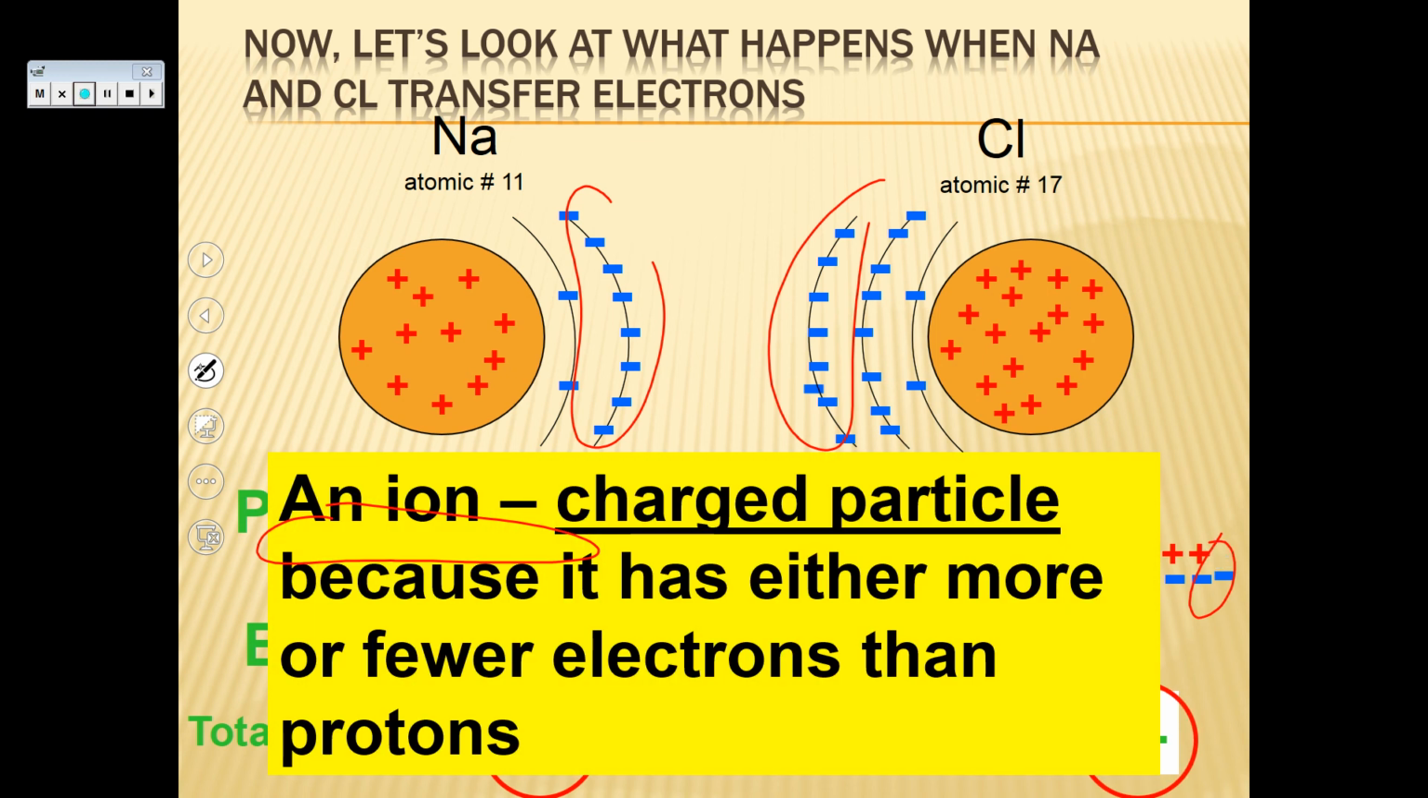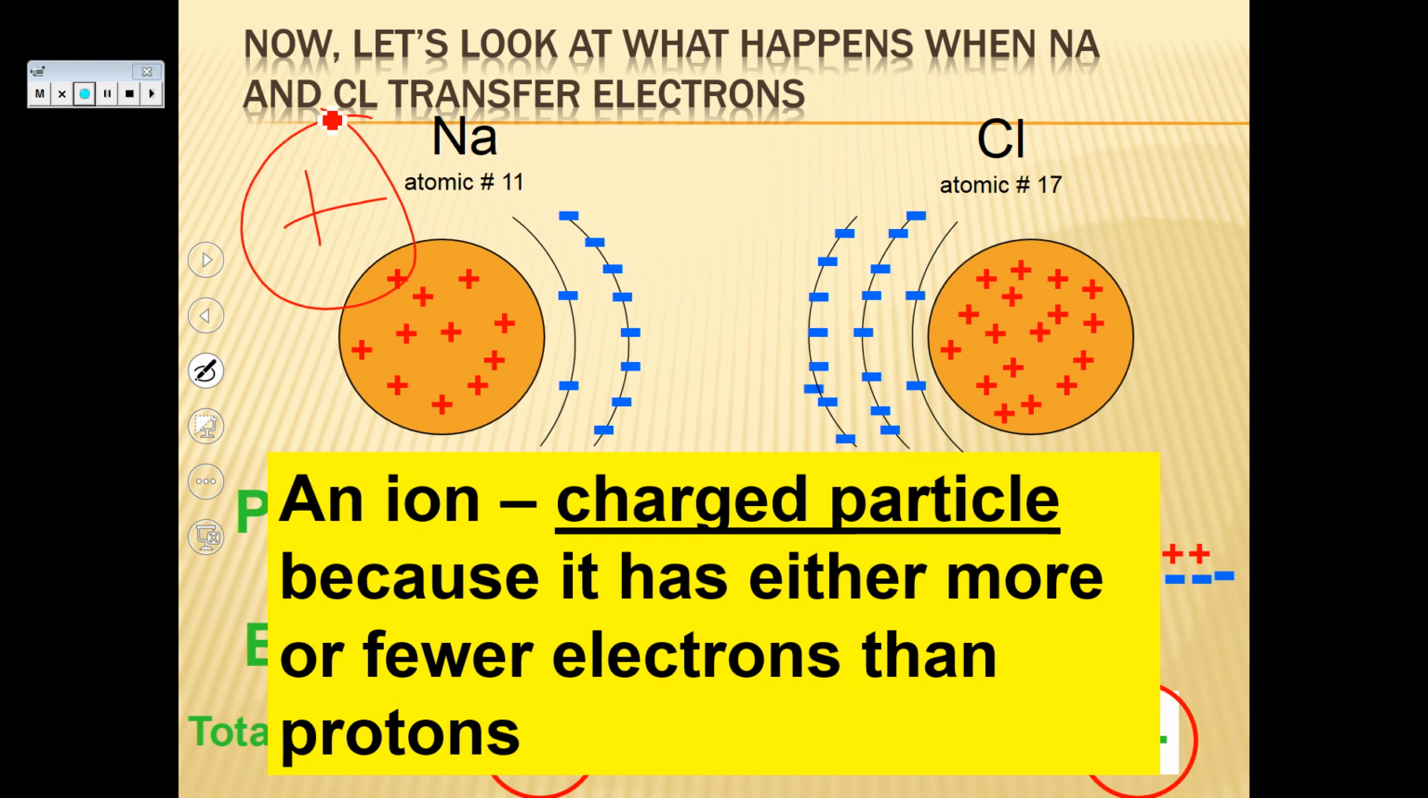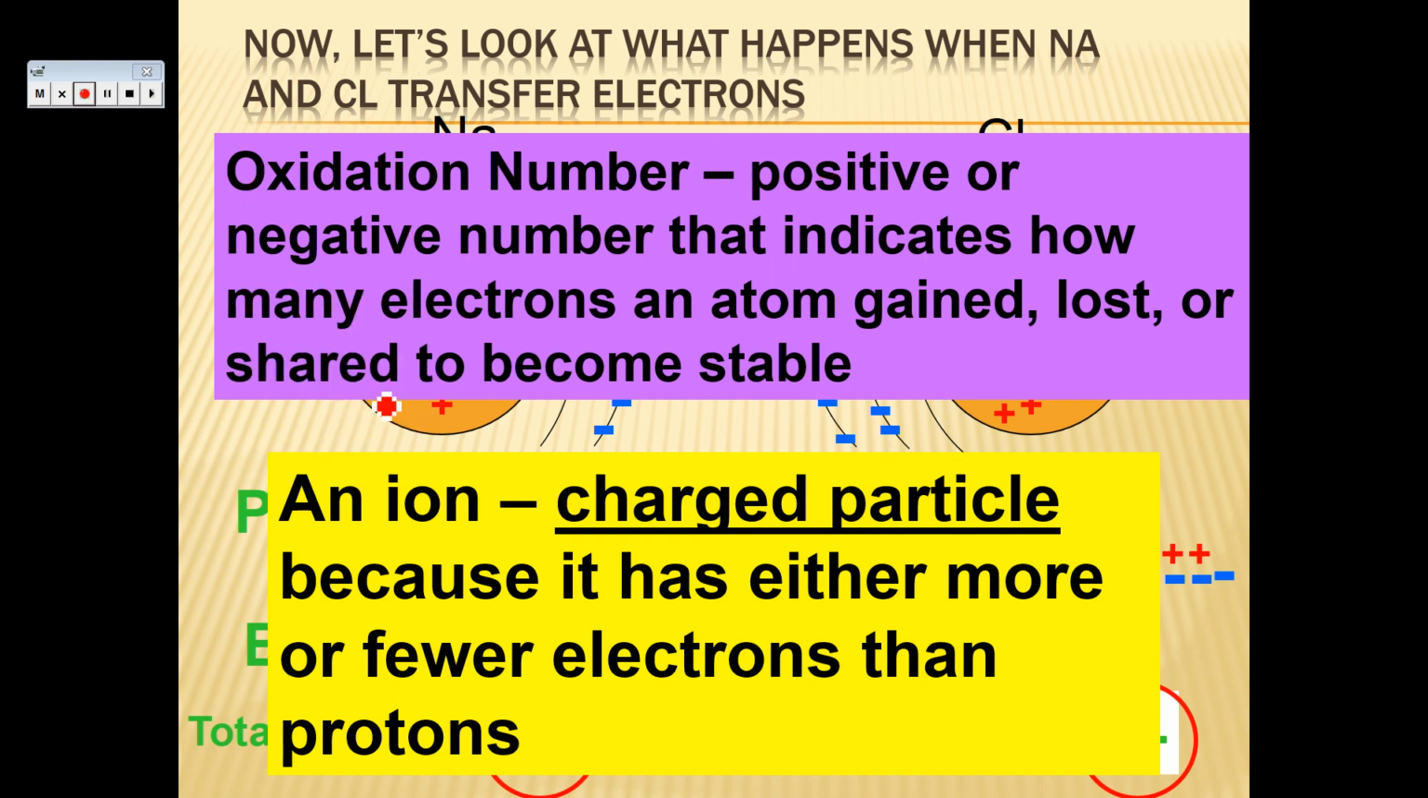An ion is a charged particle because it has either more or fewer electrons than protons. The metals are going to become positive ions because they are always going to lose their electron. Nonmetals are always going to become negative ions because they always gain an electron. The oxidation number is the positive or negative number that indicates how many electrons an atom gained, lost, or shared to become stable. In other words, it is the charge on that atom or that ion now that it's charged.